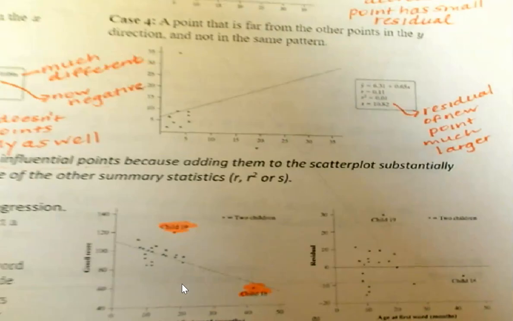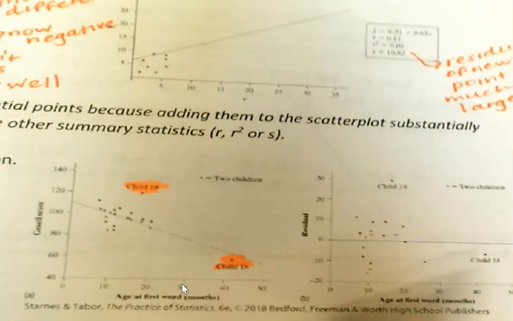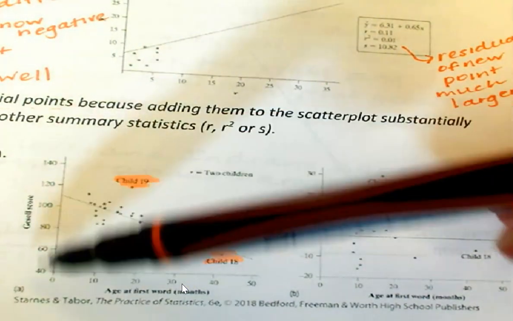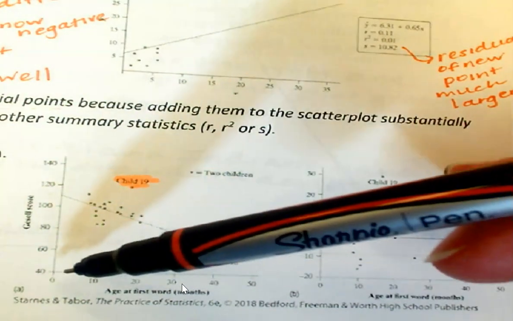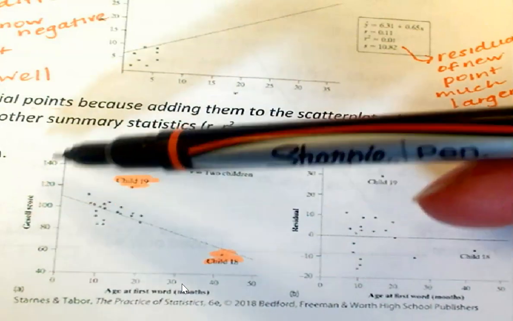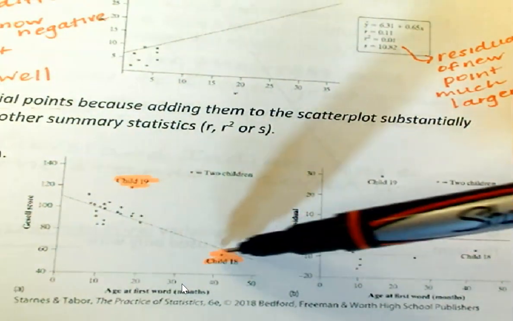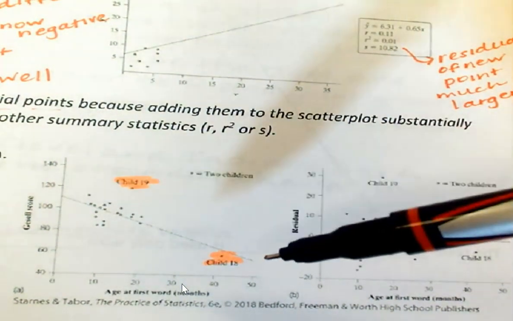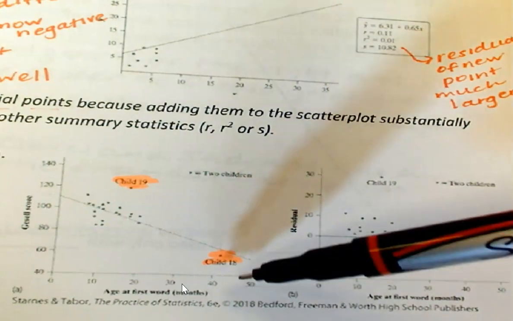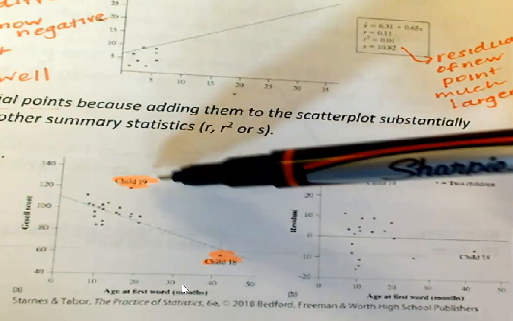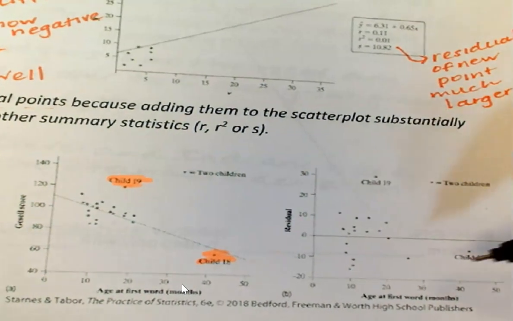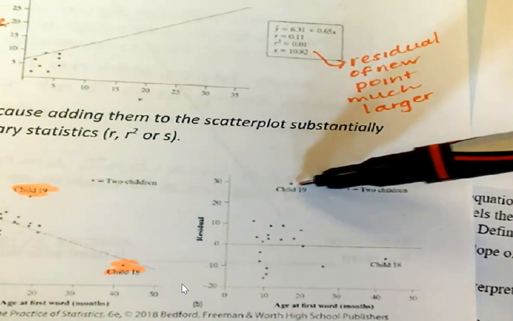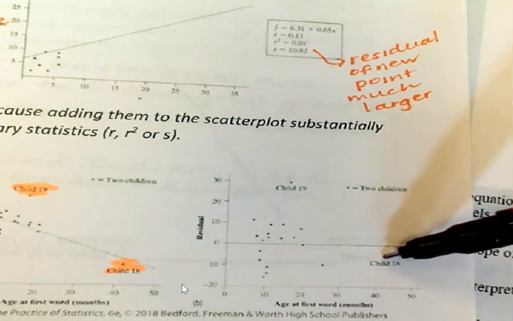So let's take a look at what we have here. This is a scatter plot with the age of their first word, and this is their Gesell score. So it looks like it's going in a negative direction. So the later they spoke, the lower their score. And we're going to particularly look at these two children. This is child 18, this is child 19 here. And here is the residual plot for this data. And so here's child 19, and here's child 18 here.